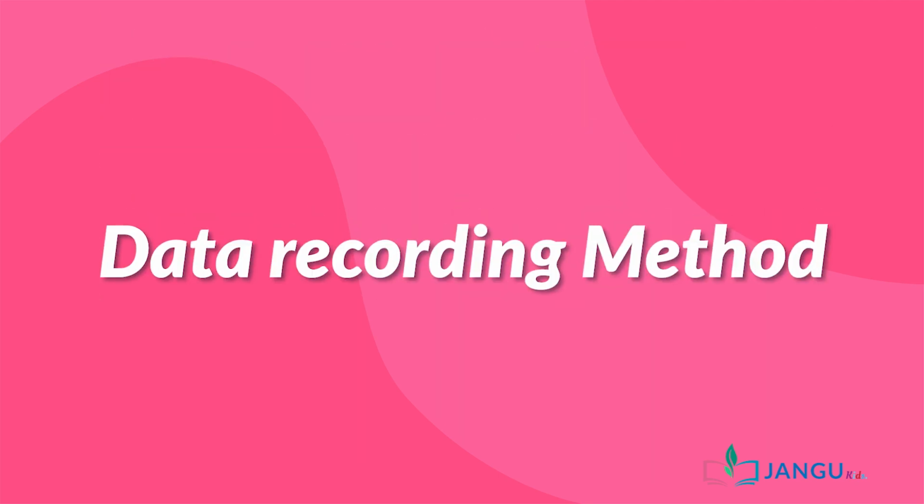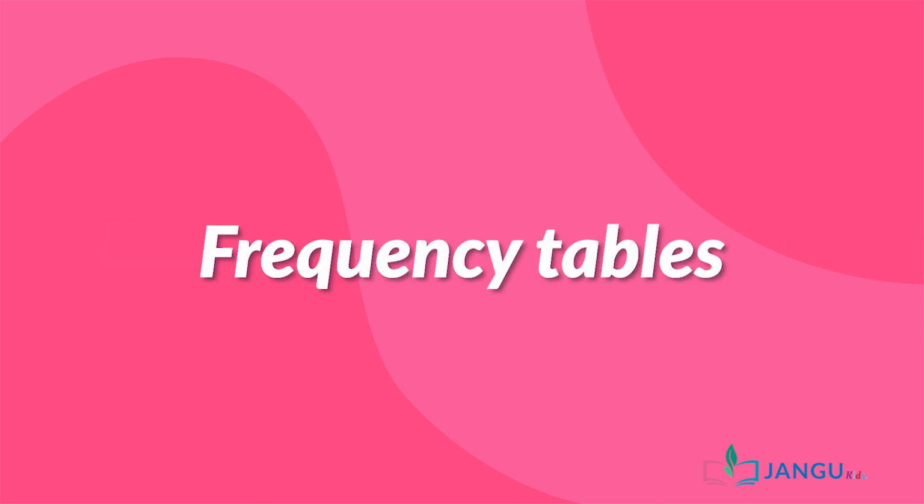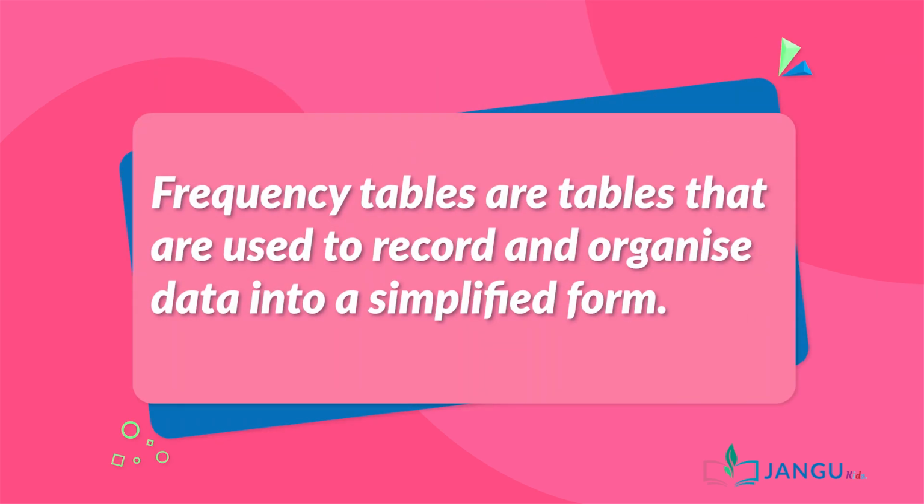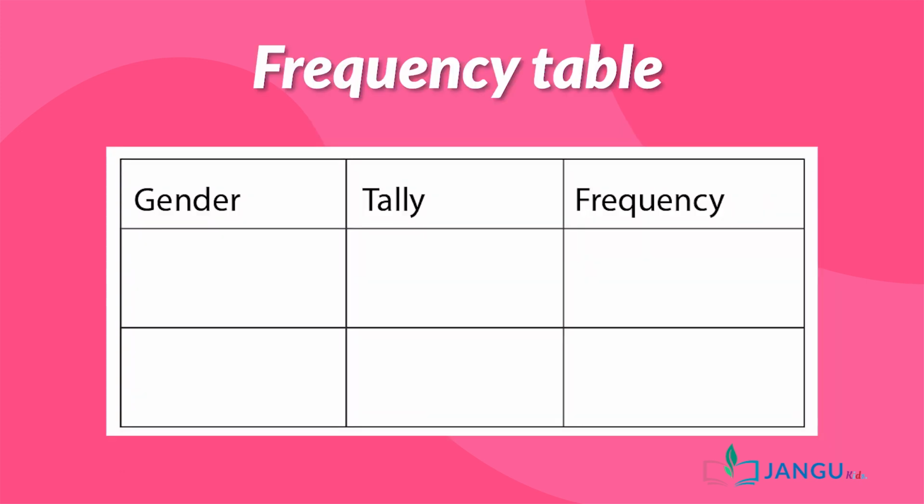Wouldn't you love to learn how to record every data that you collect? In that case, I'll teach you an easy method of recording collected data. This method is commonly called the use of frequency tables, also known as a tally chart. Frequency tables are tables that are used to record and organize data into a simplified form. For example, if you want to count the number of male and female students in your class, you could draw a frequency table that looks like this.